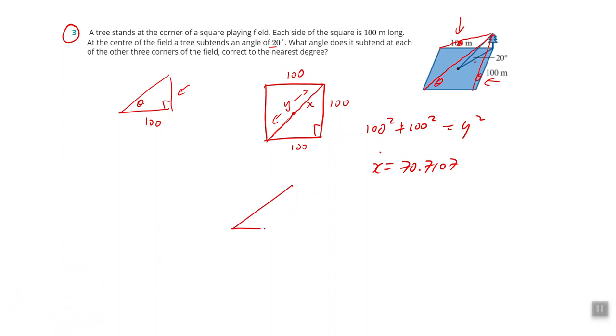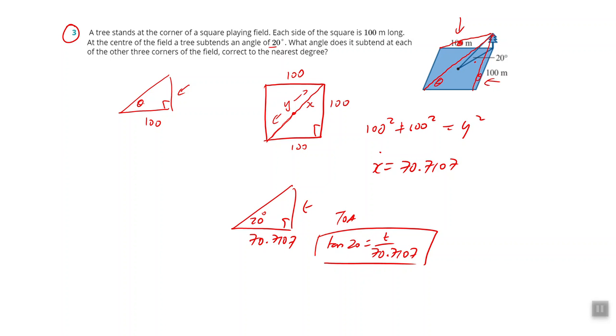I know that the height of the tree, I'll call that T. I know that's 20 degrees. I know this is 70.7107. Now, I'm using the triangle they've drawn there. If I use that triangle, I can solve for T, because I know that's 20 degrees, opposite and adjacent, so we're using a TOA ratio. So tan of 20 degrees equals opposite divided by 70.7107. Solve for T on the CAS calculator.